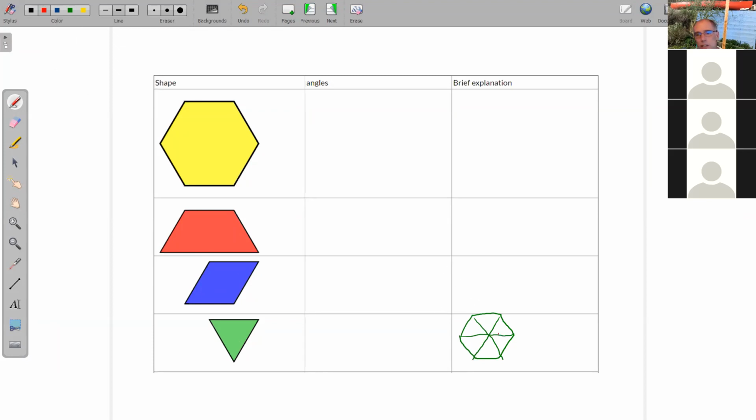and going around is 360 degrees. So 360 degrees divided by 6 gives me what? 6 goes into 36 6 times. So each of these angles must be 60. So I could do 60 degrees each here. And then this is my explanation.